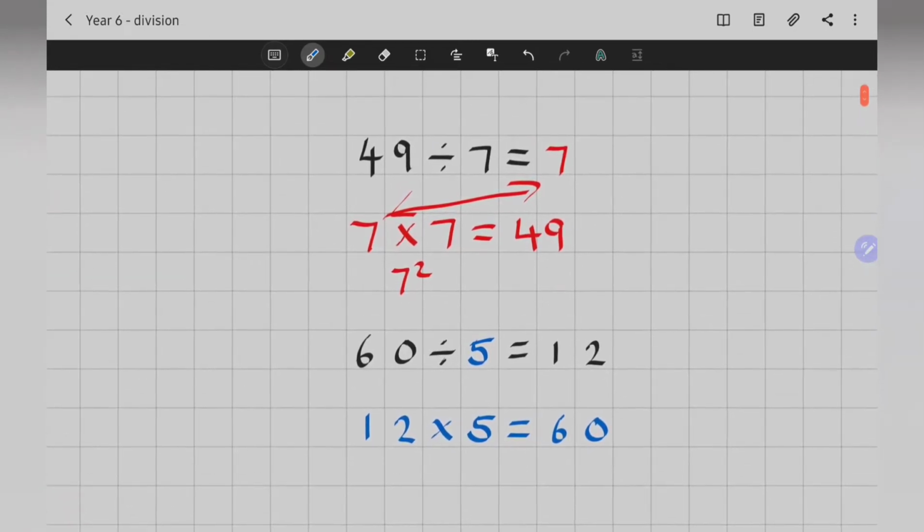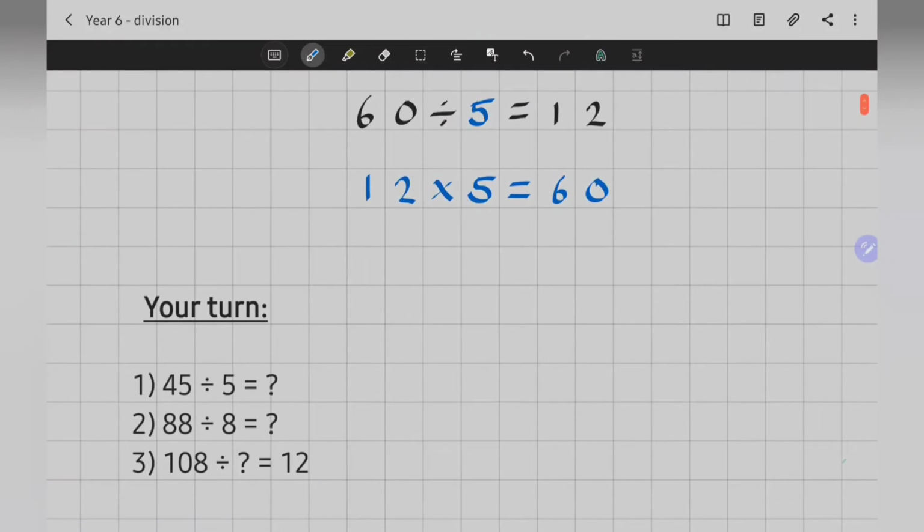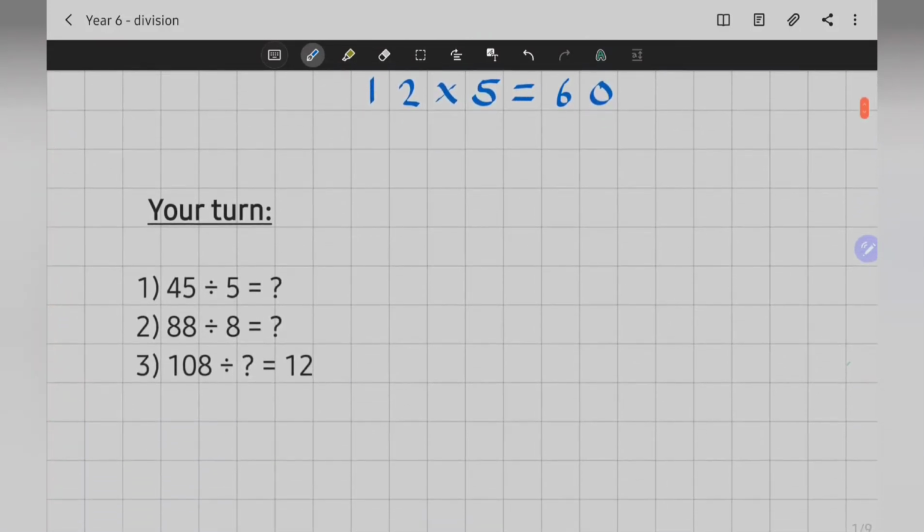Okay, so I've used my times table knowledge there to help me divide. That's why it's really important we know our times tables. Have a go at these three then. Pause the video now and then we'll have a look at the answers.